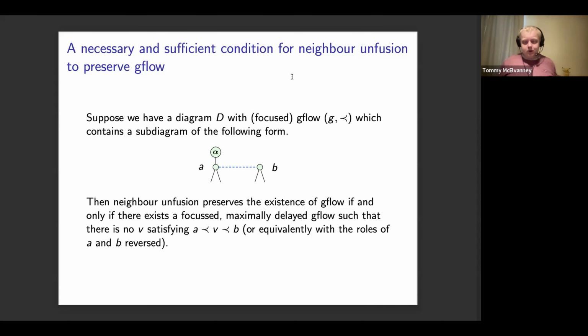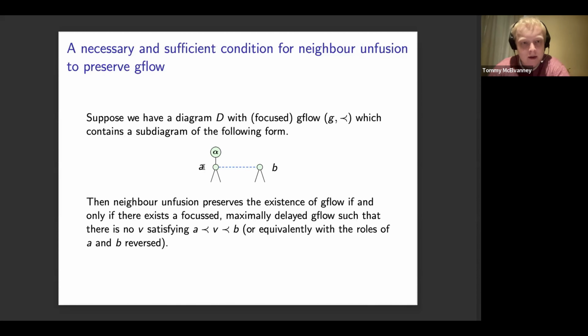So at QPL 2023, we introduced a sufficient condition and a necessary condition for neighbour unfusion to preserve gflow. But we couldn't find a condition that was both sufficient and necessary. Since then, I have come up with the correct condition that's both sufficient and necessary. And it's that there is no vertex that is measured between A and B. And so it was very finicky on what exactly the right condition should be, but this ended up being it.